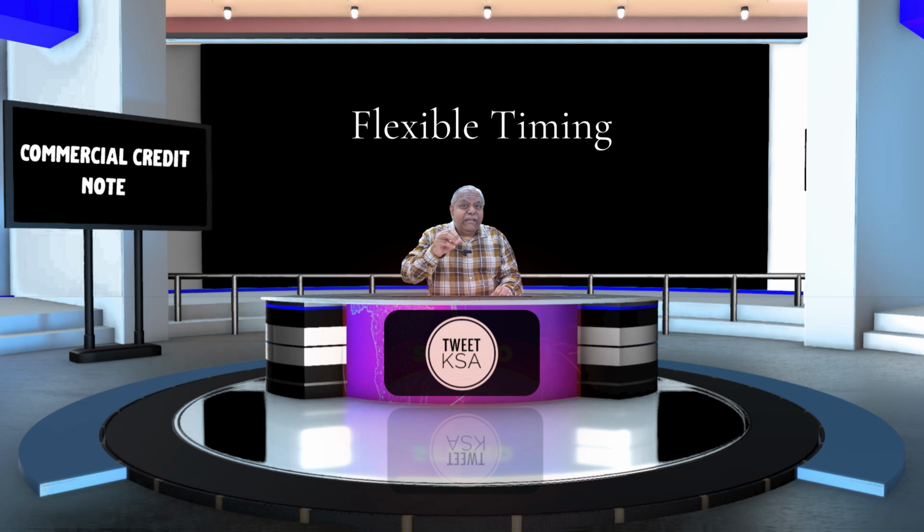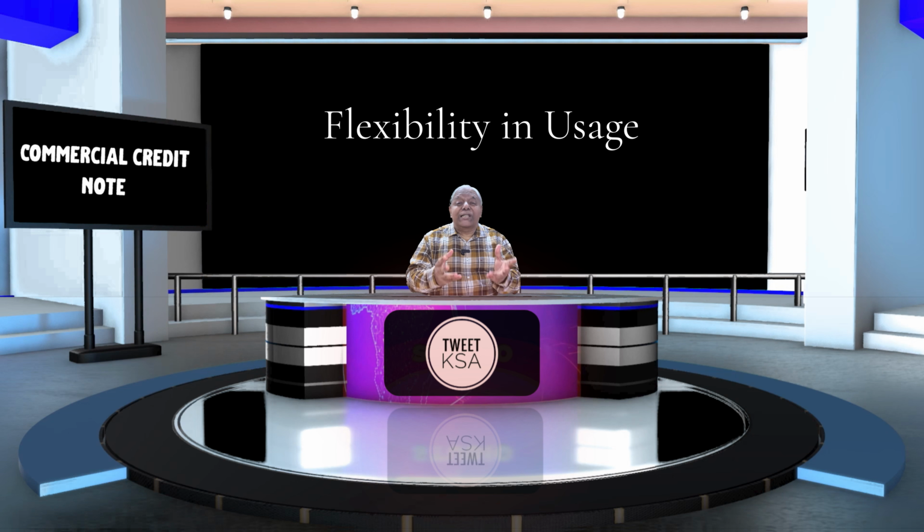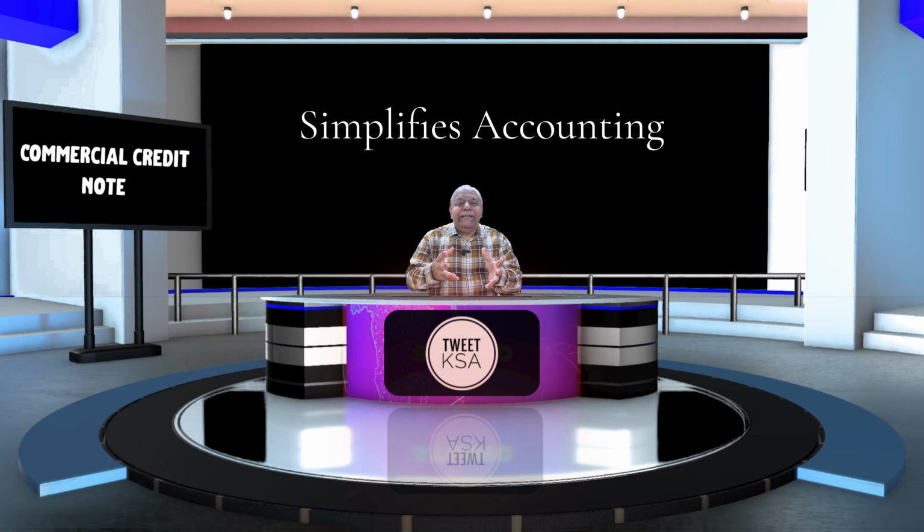Number two, there is flexible timing. For the normal credit note under section 34(1) there is a time limit, but here it is not like that. You can do it later also, subject to auditor's approval. The usage is also flexible. For example, it can be used conveniently. There is no need to have the norms. So usage is flexible. It actually simplifies accounting.